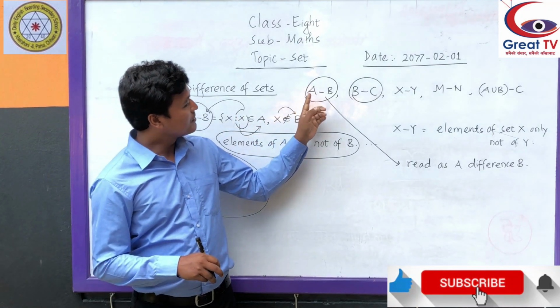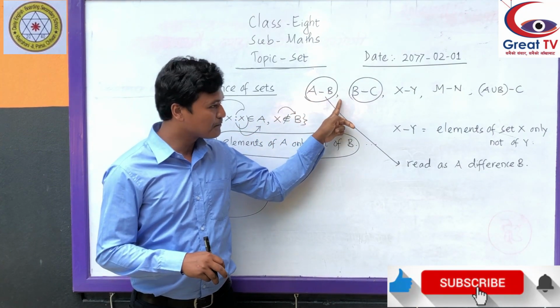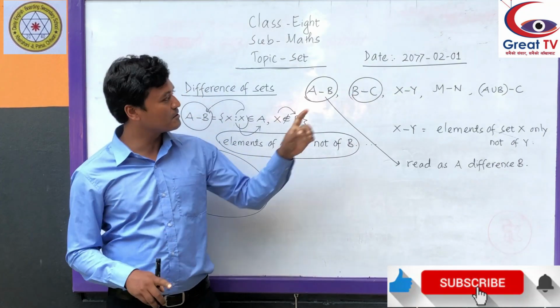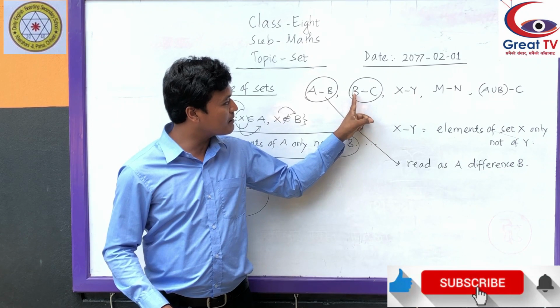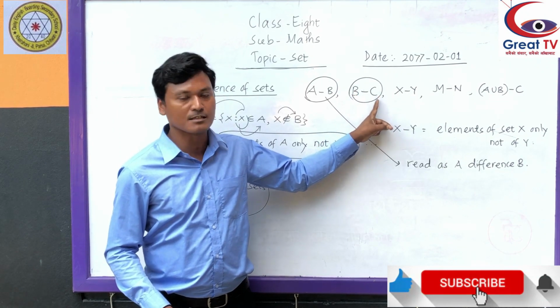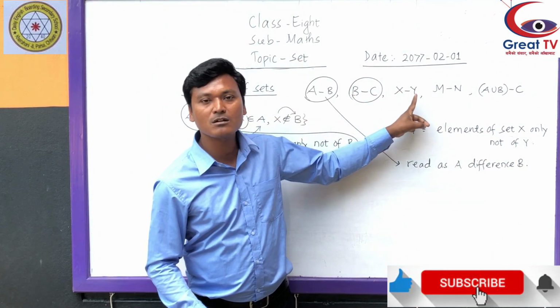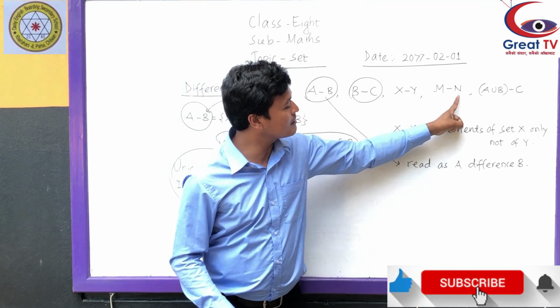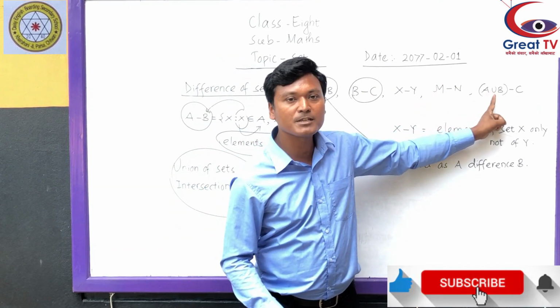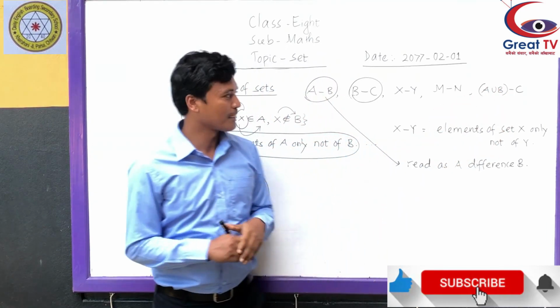Similarly, if you can define A difference B, then you can easily define B difference C also. B difference C means elements of B only, not of C. X difference Y means elements of X only, not of Y. M difference N means elements of M only, not of N. A union B difference C means elements of A union B all, not of C.